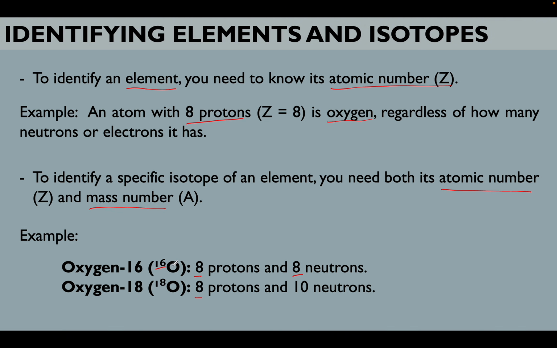So oxygen 16 has 8 protons and 8 neutrons. While oxygen 18, so 18 minus 8 is 10. So we have 8 protons and also 10 neutrons. So both of these are isotopes of oxygen, but they differ in the number of neutrons and also their mass number. Okay.